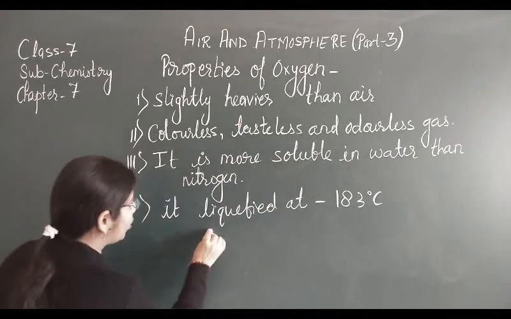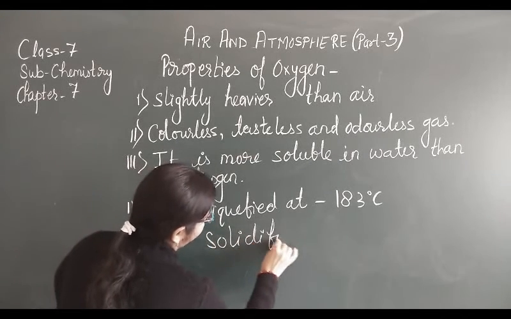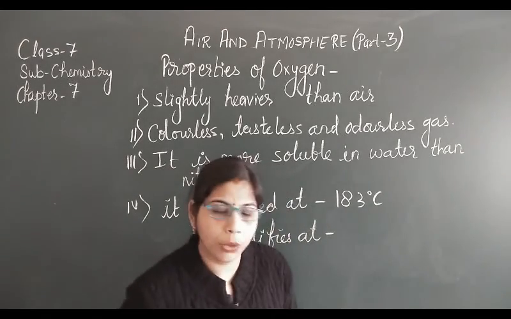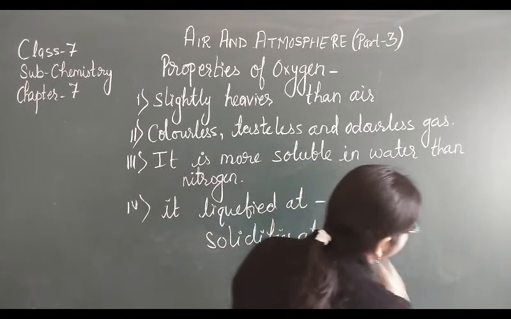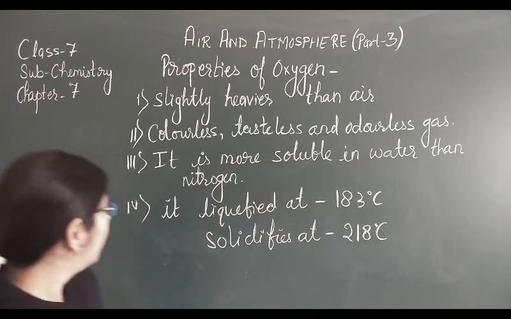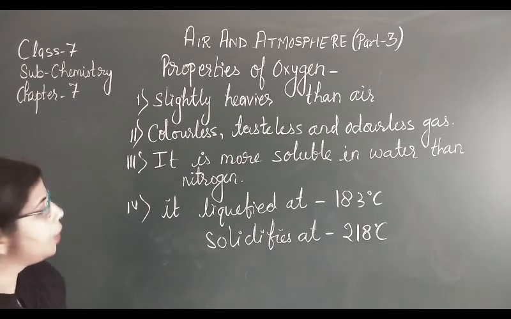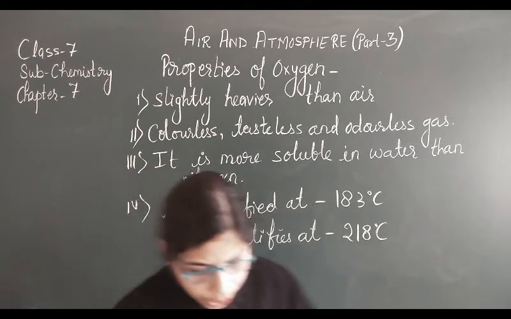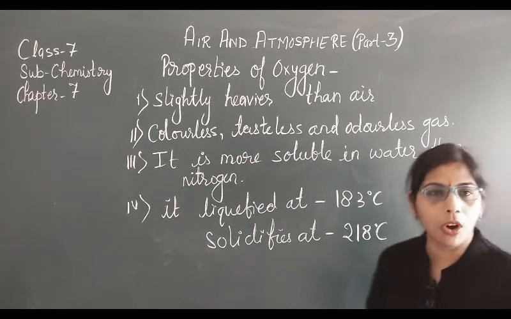Okay, and it solidifies at minus 218 degrees Celsius. Another property of oxygen is that it is neutral to litmus. Towards litmus, it is neutral. Okay, that means these are the properties of oxygen.